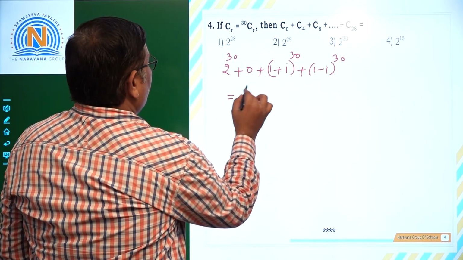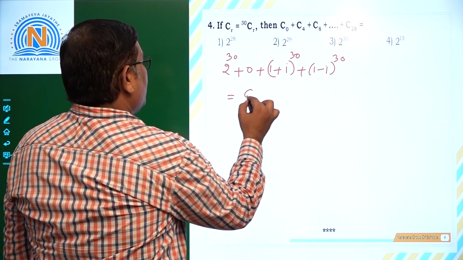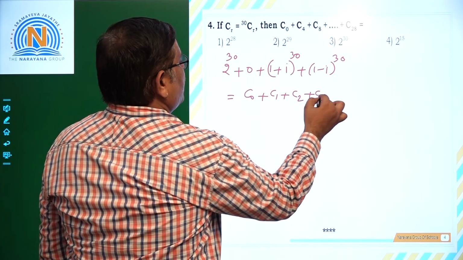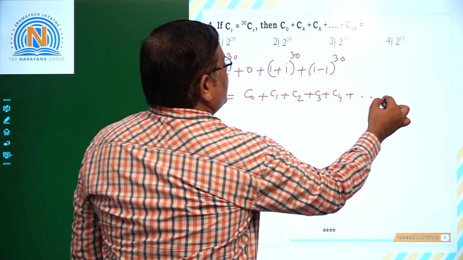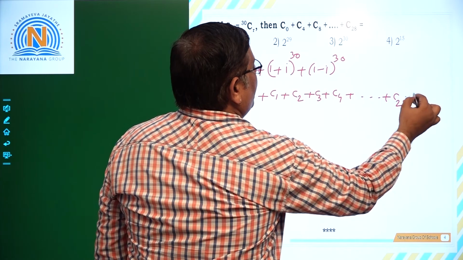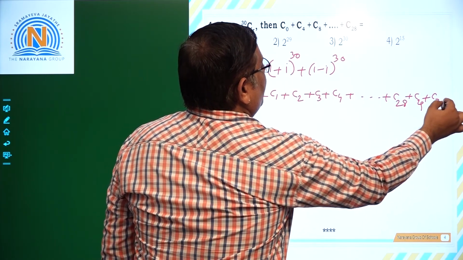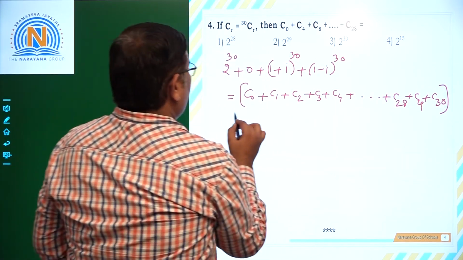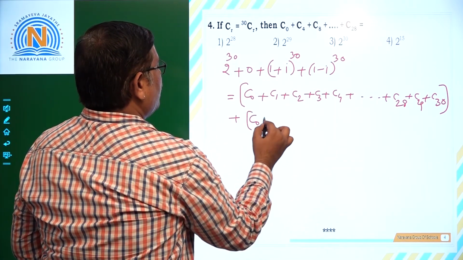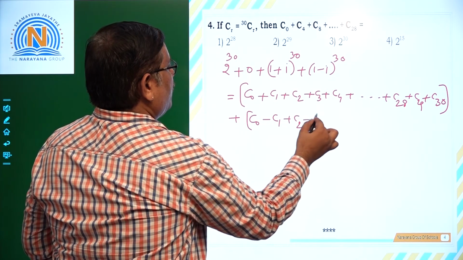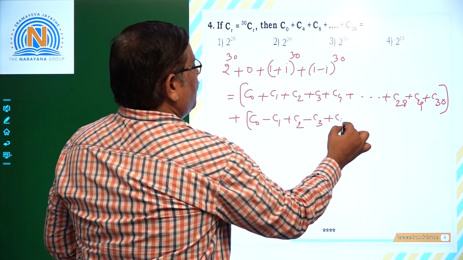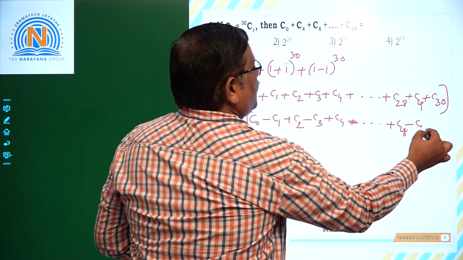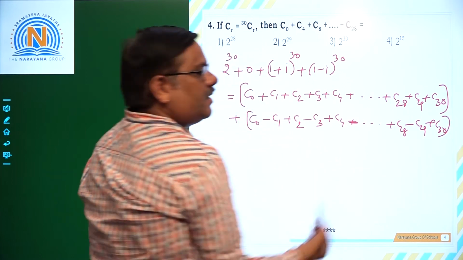That is going to be, let me write C0 only, C0 plus C1 plus C2 plus C3 plus C4 plus so on, plus C28 plus C29 plus C30, let me write like that. That is the first term. The second term will be C0 minus C1 plus C2 minus C3 plus C4 and so on, plus C28 minus C29 plus C30, that is the second.